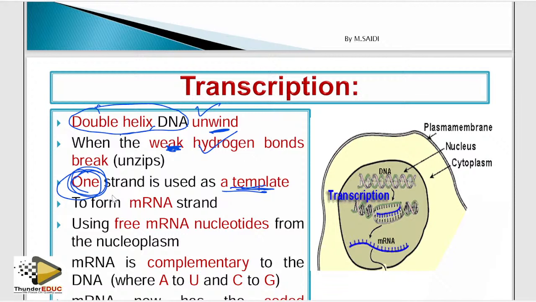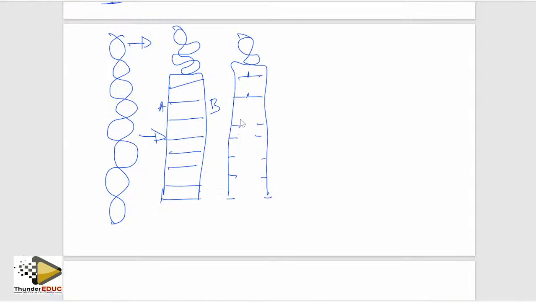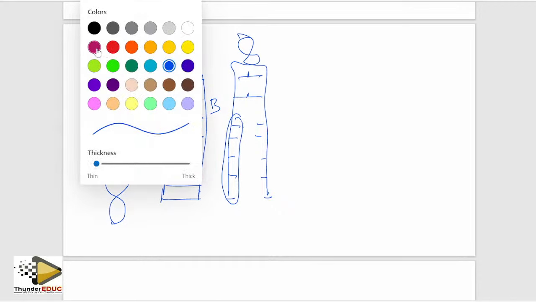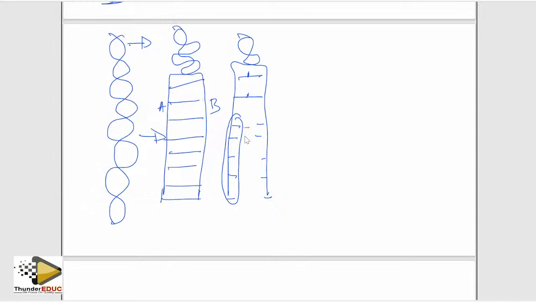Yes. So, one strand is used as a template. If one strand is used as a template, it means that the other one is left inactive. If this is the one acting as a template, then the other one, let me just do it in a different color. The other one is going to come and also join there, and then it forms another strand.